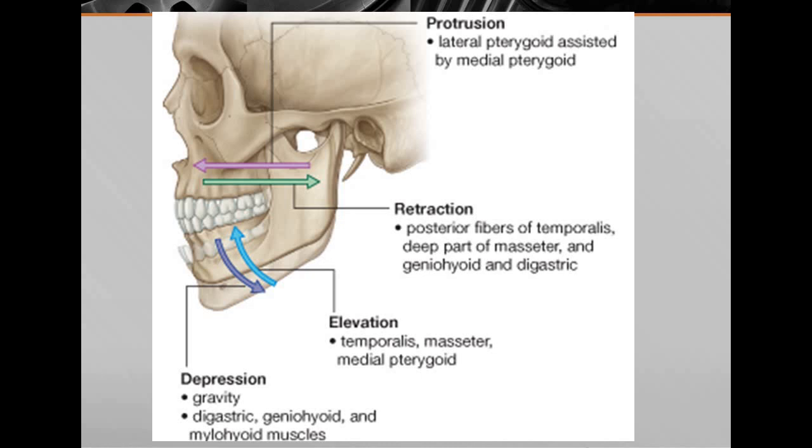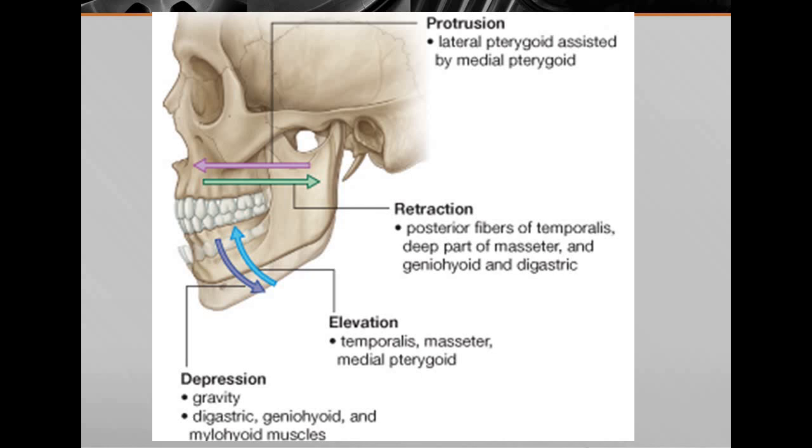The last movement is the side to side movement. That is when you are chewing gum, or chewing or swallowing the food that you eat. That movement is also possible in the temporomandibular joint. Chewing on the left side is produced by the right lateral pterygoid and right medial pterygoid, which push the chin to the left side. That is how the movement occurs.